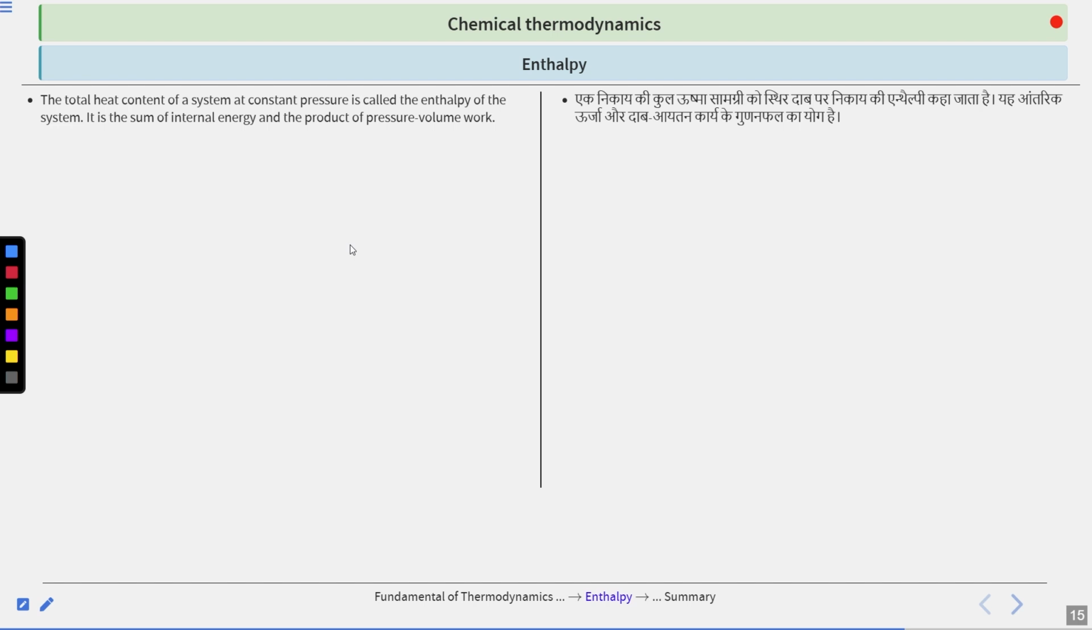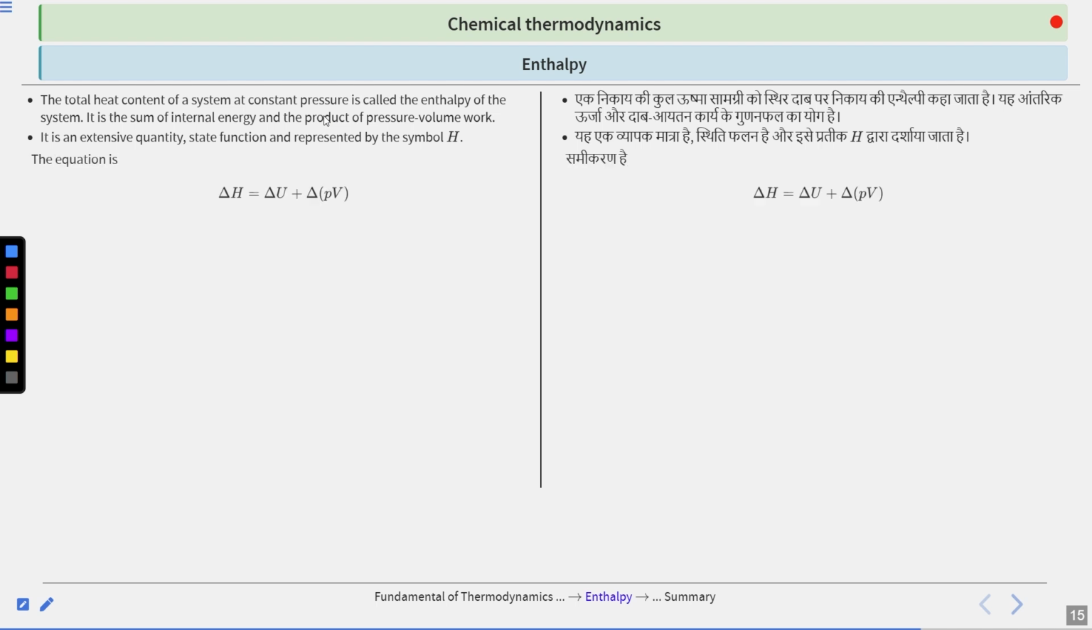After that, we have enthalpy. Enthalpy is nothing but the sum of internal energy and the product of pressure-volume work. Again, it is an extensive property and a state function, and it is represented by H. If you write this, that is delta H equals delta U plus delta PV.